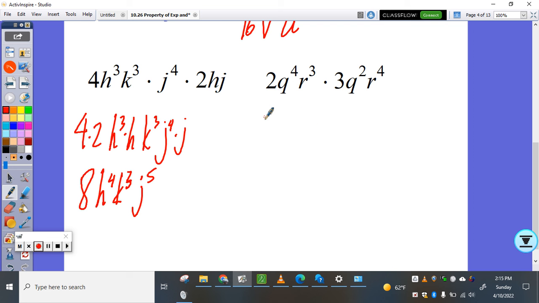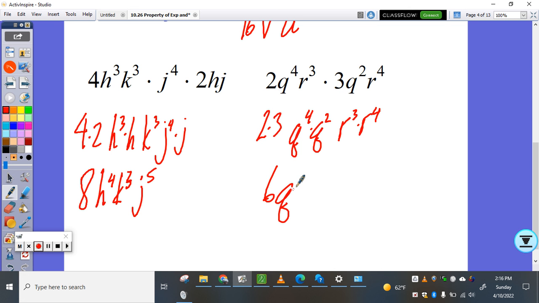Alright, so the last one, 2 times 3, q to the 4th times q to the 2nd, r to the 3rd times r to the 4th gives me 6, q to the 6th, r to the 7th. Alright, so that is product rule.